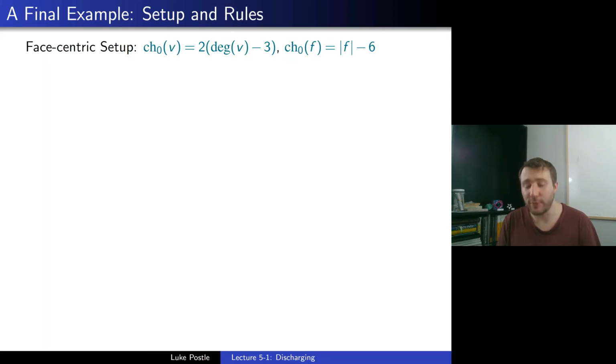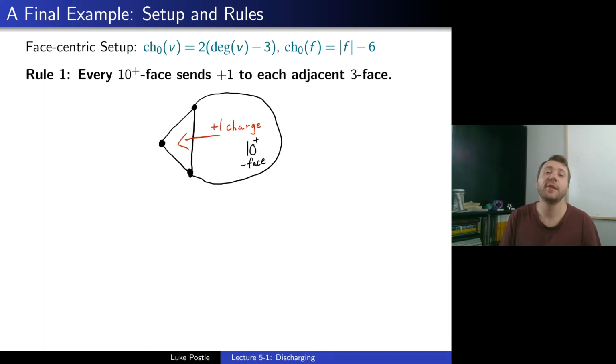What should be our rules? This one's hard, so I'll go ahead and show you the rules. Our first rule has to deal with 3 faces, right? So what are the things with negative charge? Well, the vertices are fine because it's face-centric. It's only 3, 4, and 5 faces. We don't have 4 and 5 faces, so it's only 3 faces. So we need to give them some charge. And they have negative 3, so they need a lot.